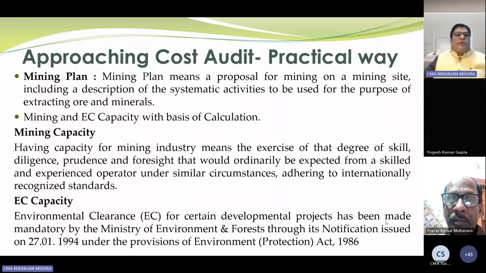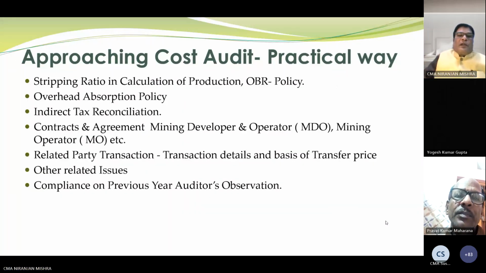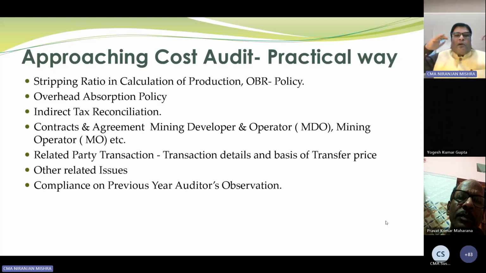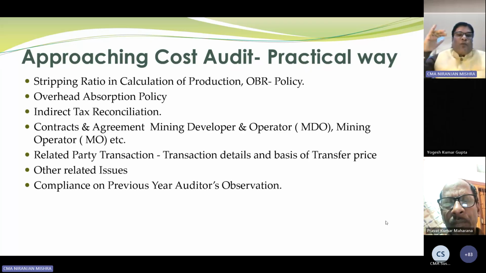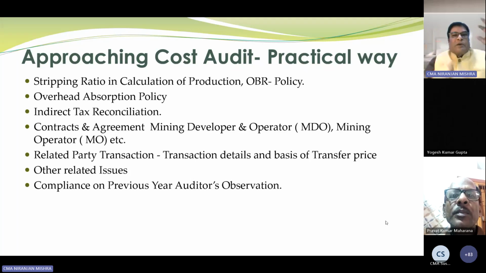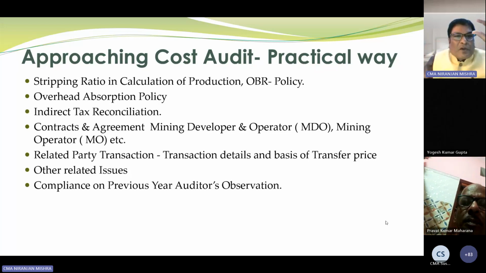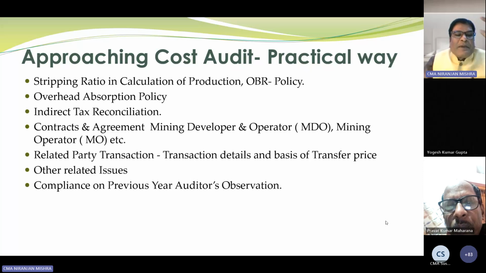Then come to the next point. After mining plan, then stripping ratio. That is also fixed in the mining plan. Those who have done the mining audit must know the stripping ratio. Stripping ratio is the overburden. That is more in case of coal or chrome, less in case of iron ore or bauxite. As per the geological survey, the stripping ratio is fixed, and that is set out in the mining plan.